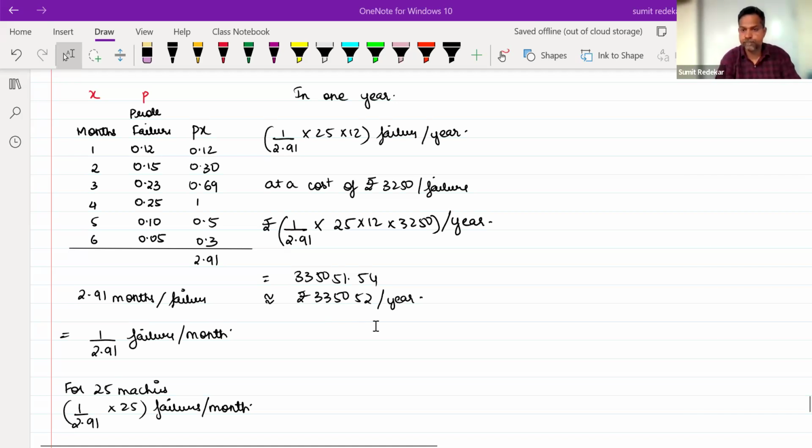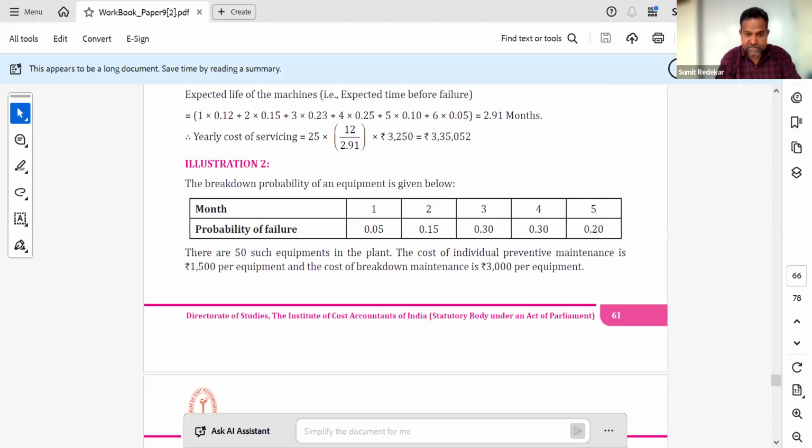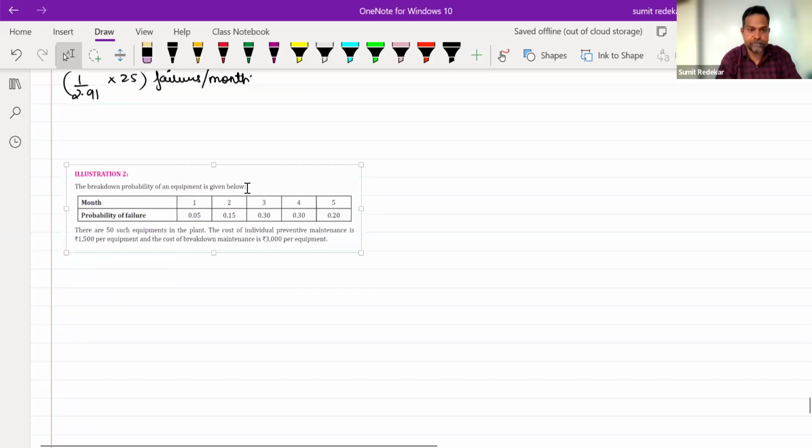Very quickly, moving on to the next question. And the next question is the type that they've started asking post-COVID, where we have to calculate the cycle of breakdown for them.